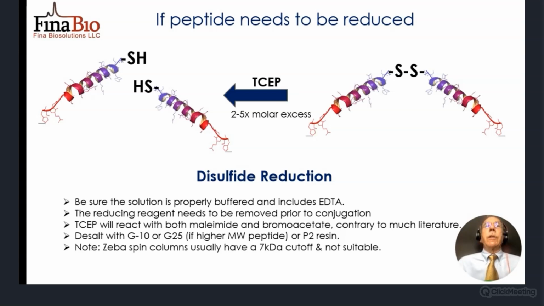After you do your reduction, you want to desalt using an appropriate molecular weight cutoff resin. And you should note that most of the Zeba spin columns have a 7 kilodalton cutoff and are not suitable for desalting peptides.